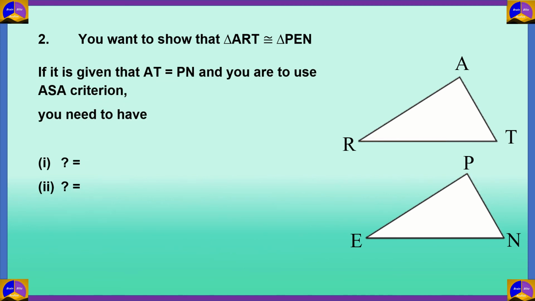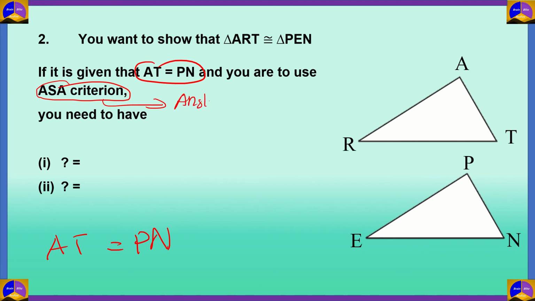Next question, if it is given that AT is equal to PN and you are to use the ASA criterion, you need to have, for this, we have to give two statements to justify that we have to use the ASA criteria to prove that both these triangles are congruent. Now the statement given is AT is equal to PN, and the criteria we have to use is ASA. ASA is angle, side, angle.